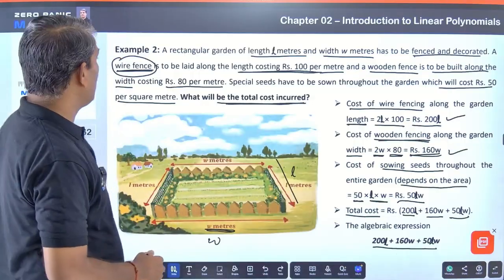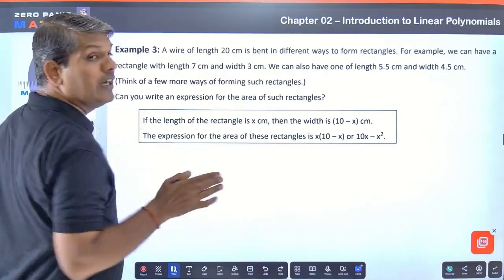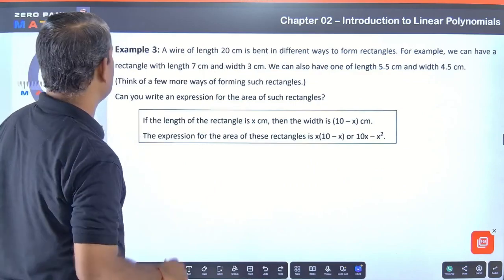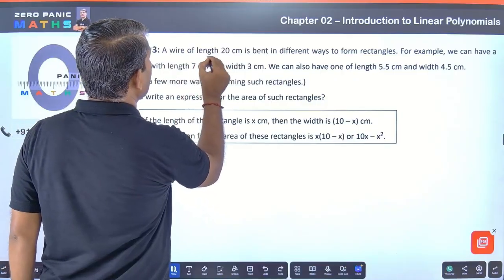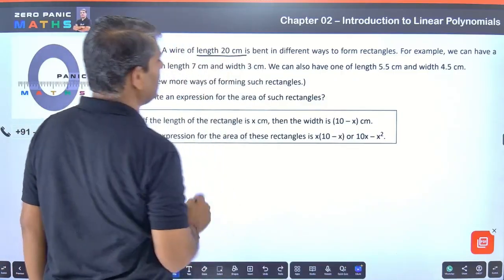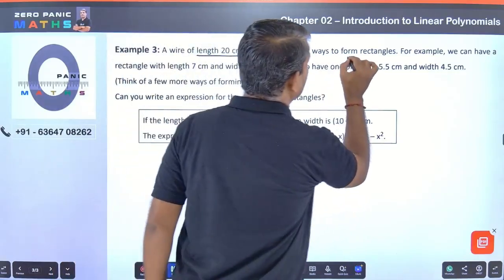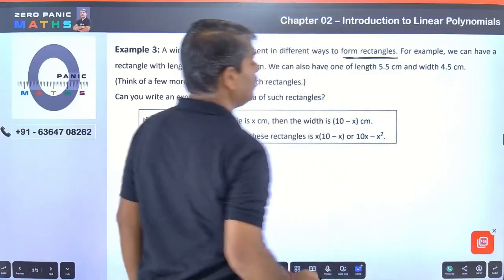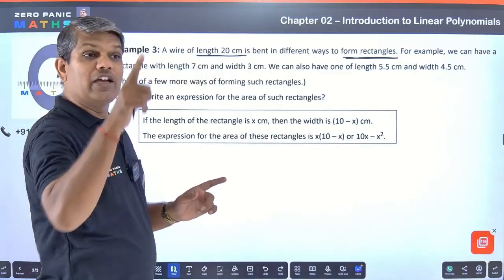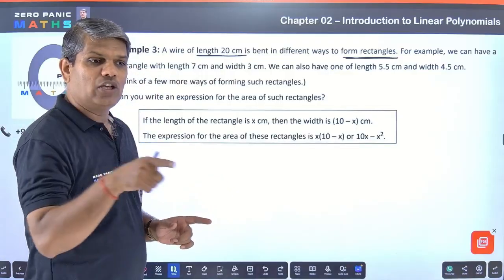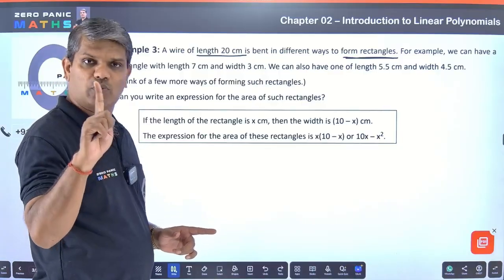Let us see one more example. Now listen to this problem carefully. Example 3 says a wire of length 20 centimeter is bent in different ways to form rectangles. So the total length of the wire is 20 centimeter, and with that 20 centimeter only you are forming a rectangle. So it means that the perimeter of the rectangle is 20 centimeters.